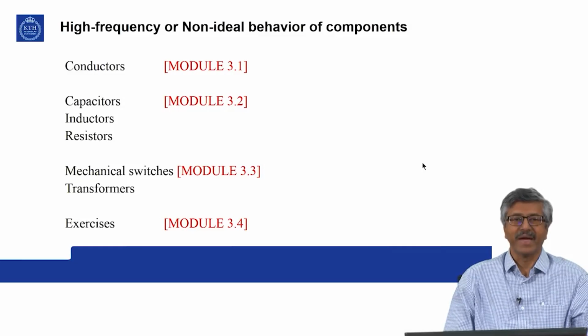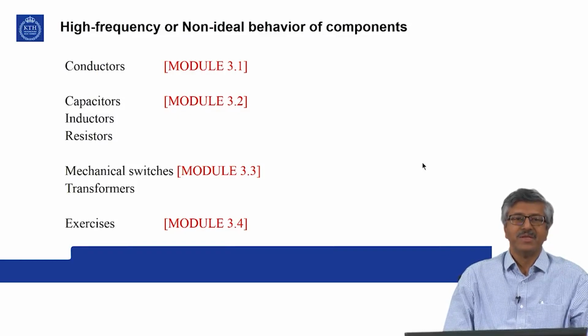Then we look into mechanical switches, which are supposed to be switching off the current, on the current. So an ideal mechanical switch commutes between 0 voltage and a certain finite voltage in 0 time, but of course there are no such ideal mechanical switches. Then the last module is some numerical exercises.